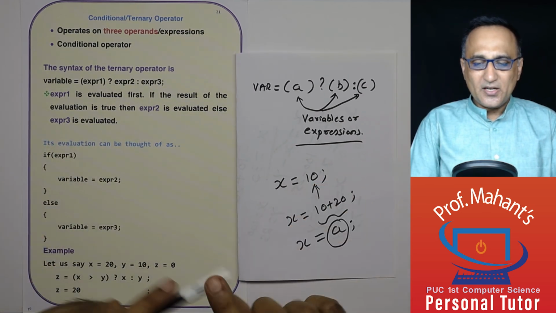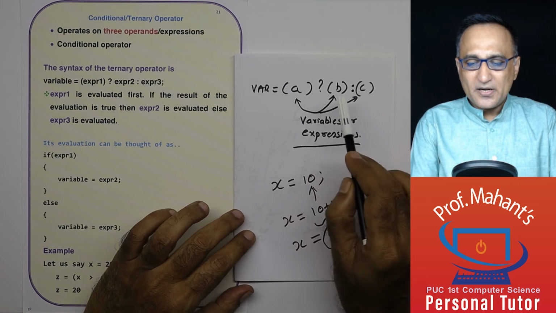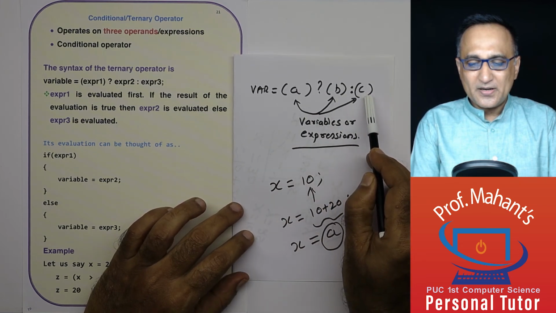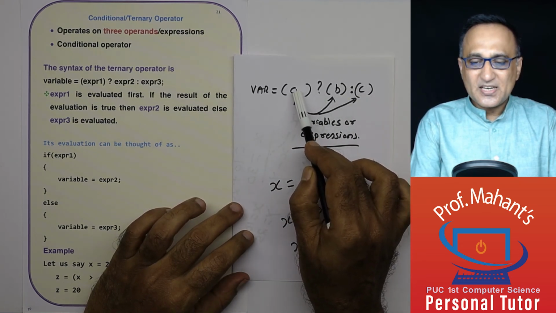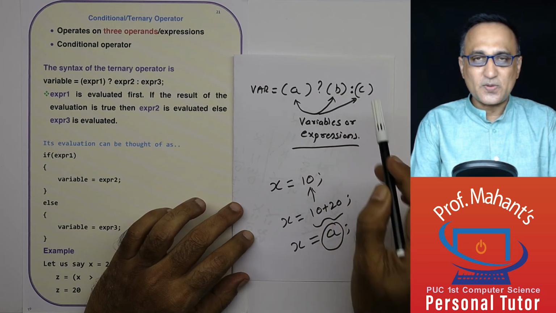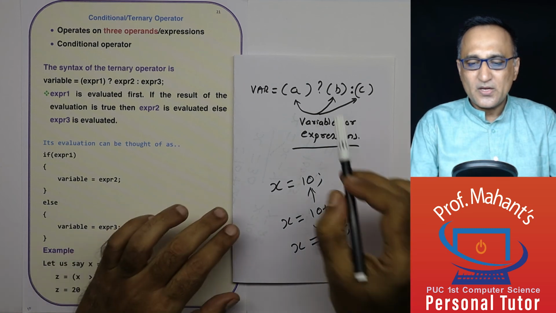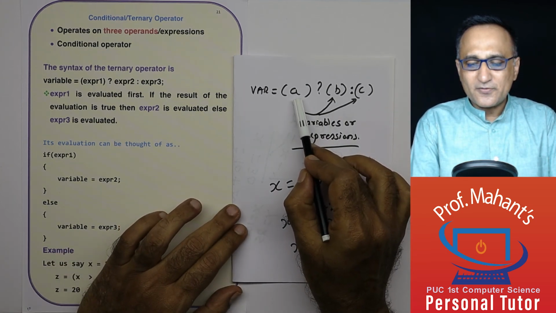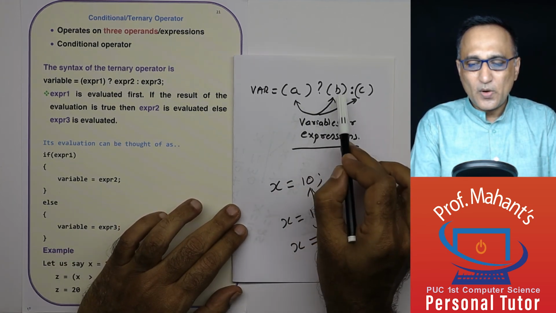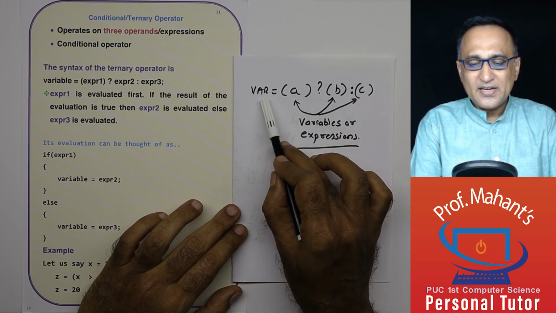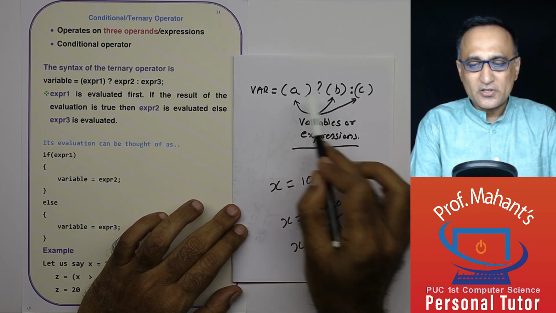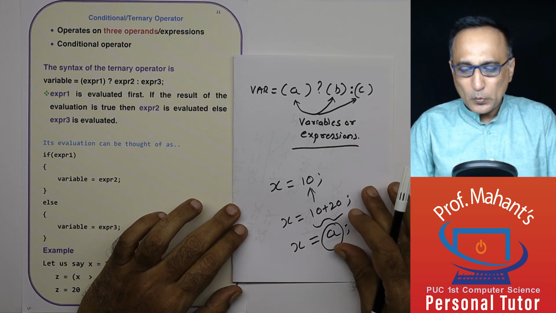Alright, so you can take a look at this. A is an operand, B is an operand, C is an operand. This can also be considered as an expression, this as an expression, this as an expression. Expression is anything which on evaluation gives a single value. So whatever is the value of this, if it is non-zero, the value of B will get copied to the variable. If it is 0, that means it is false, the value of C will get copied to the variable.